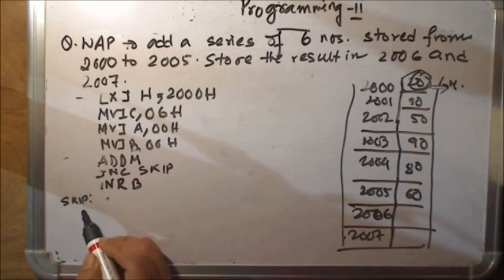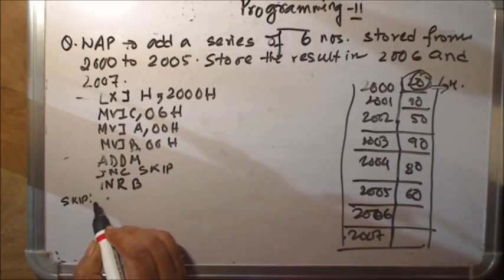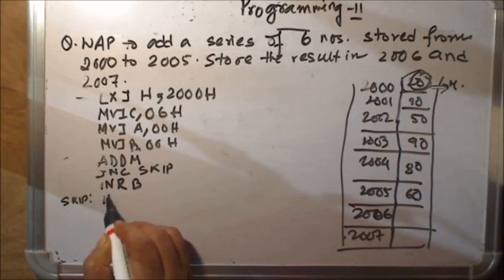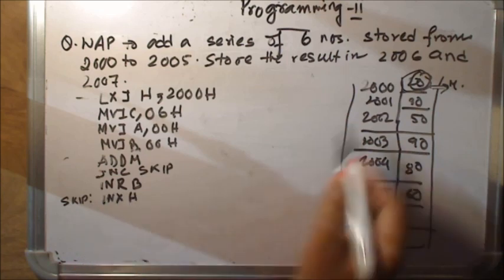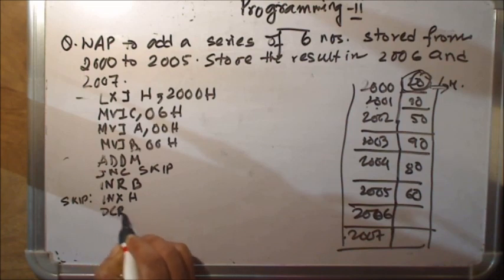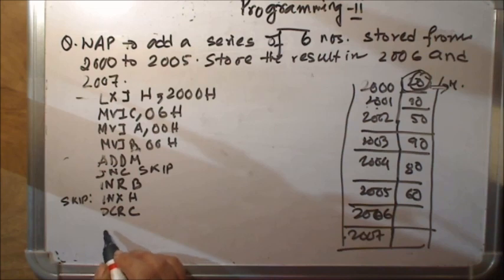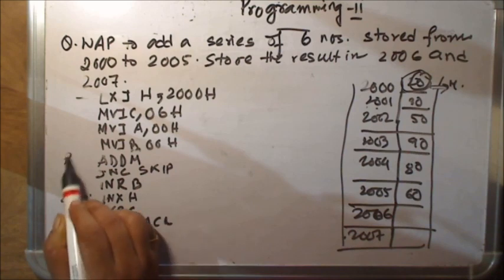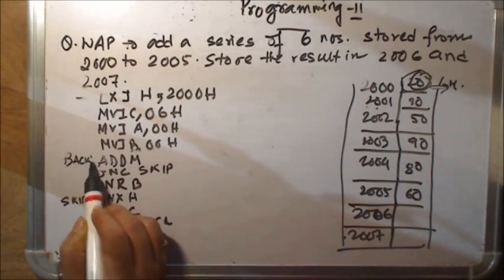Once you are at skip, that means you are done with the current number and you want the next number. So increment the HL pair. To get the next number, you have to increment the HL pair. Okay, so put this procedure in a loop. Your count is in register C. Decrement the register C, DCR C. Then JNZ loop, jump back. I will put the label here in the addition part.